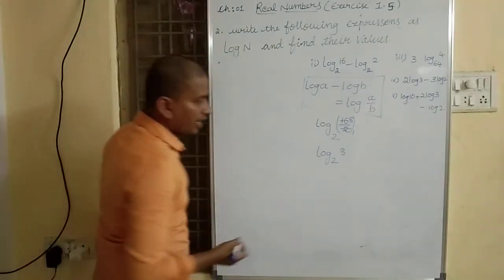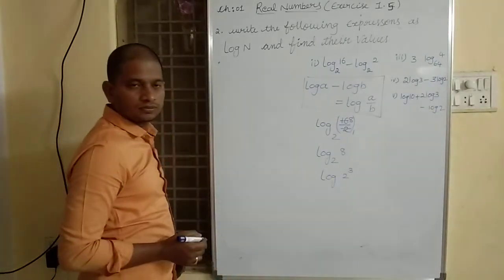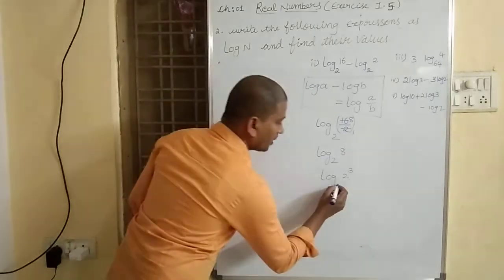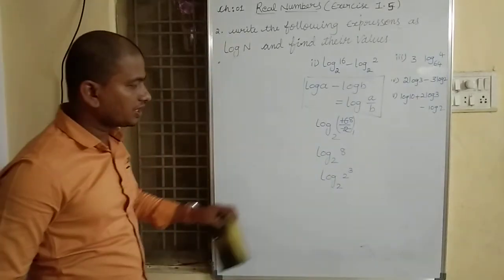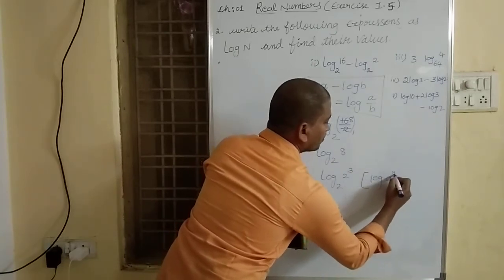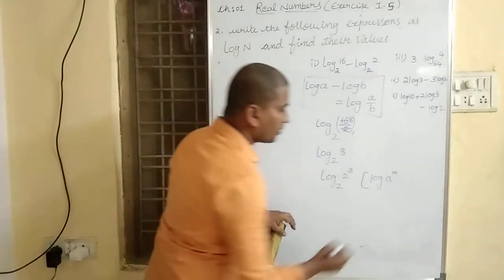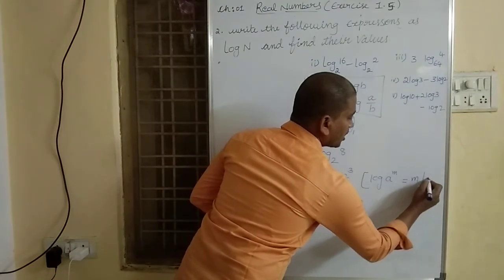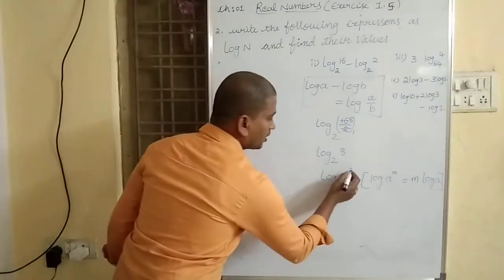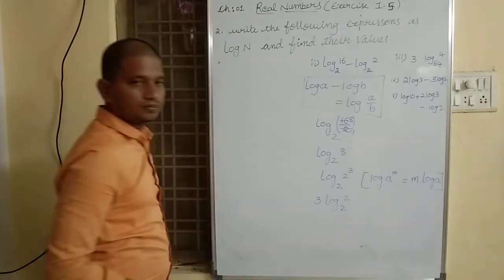See students, 8 I can write as 2 cube. 2 cube value is 8, right? Yes, to the base 2. You can see here which is in the form of log A power m. What is the formula of log A power m? We can write it as m log A. We can write it as 3 log 2 base 2.